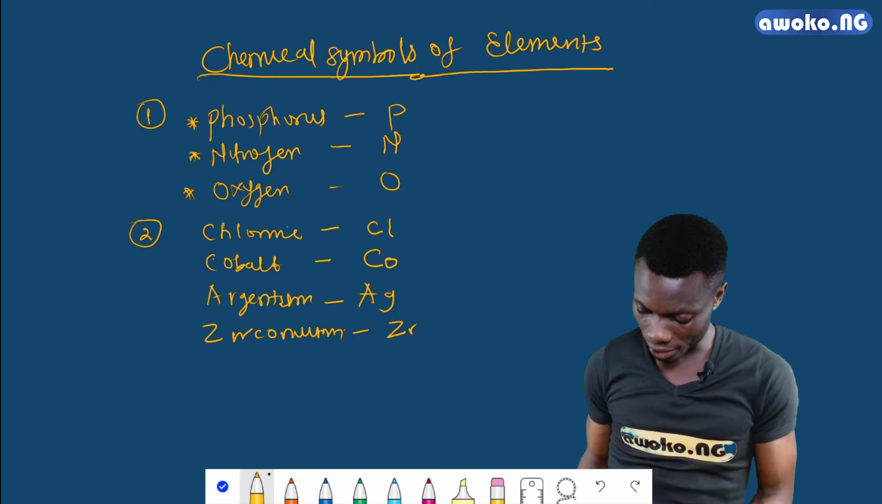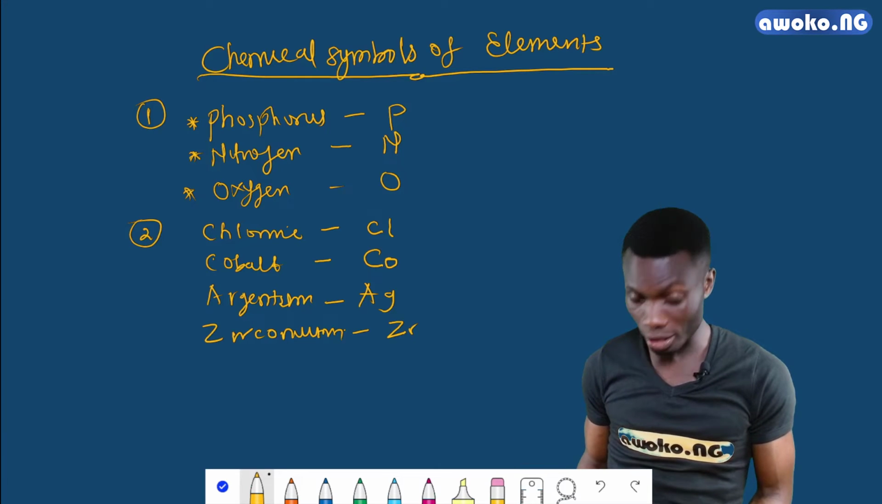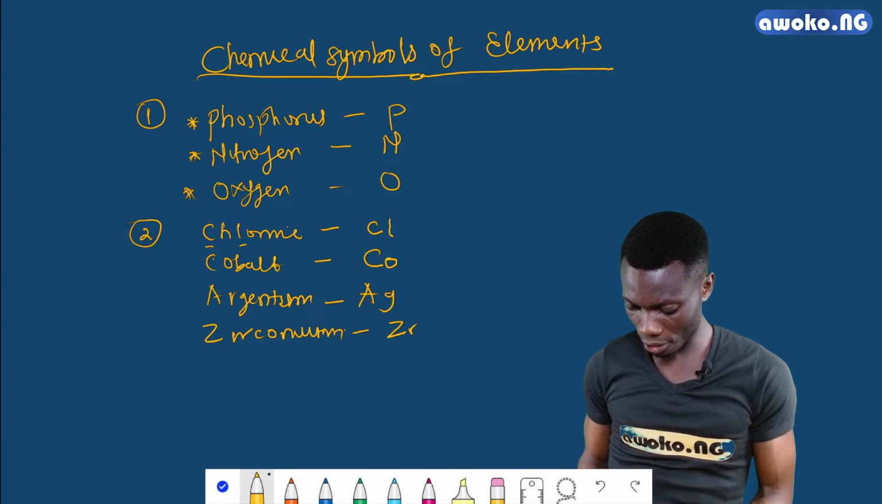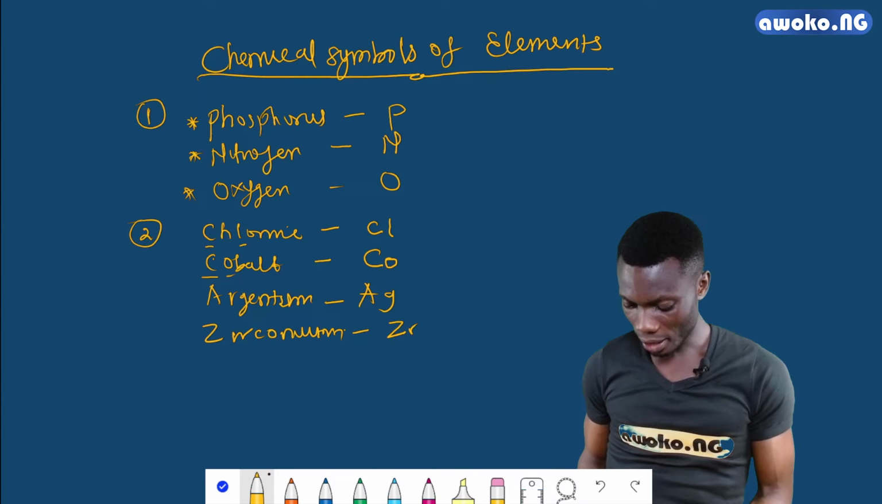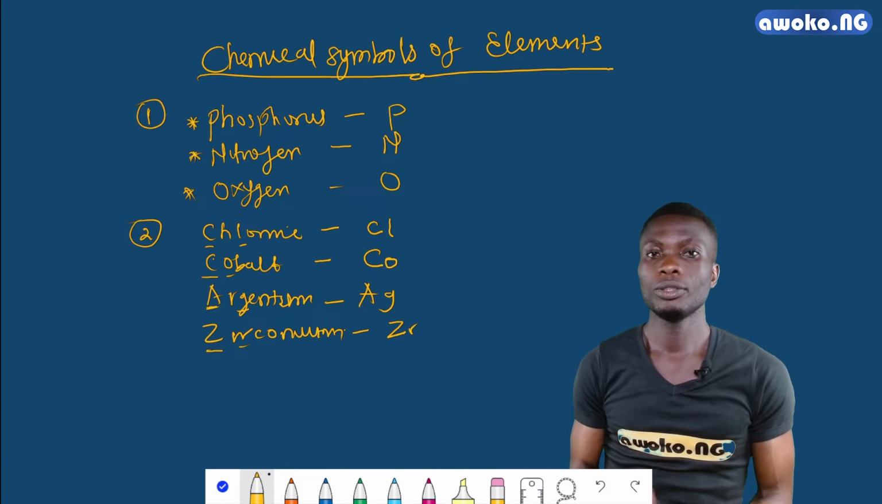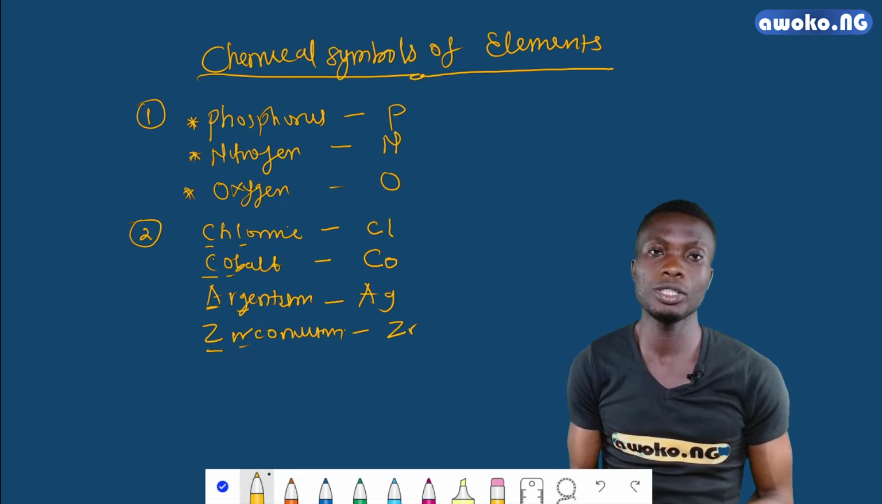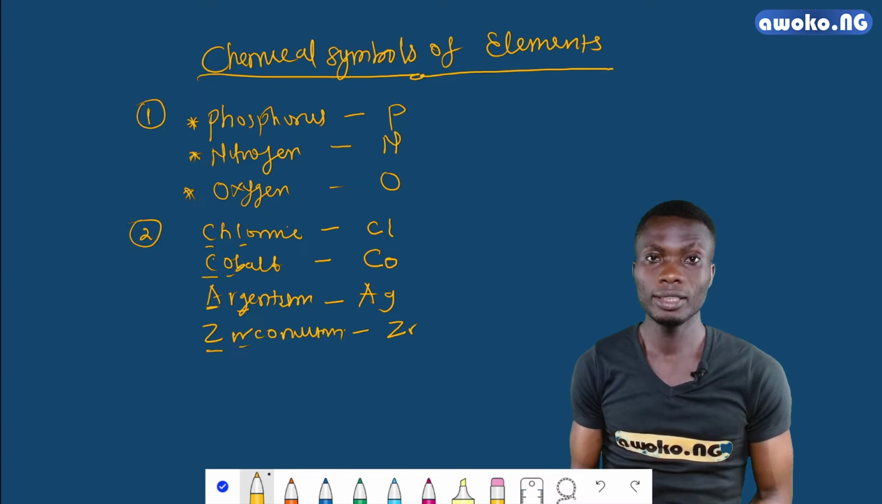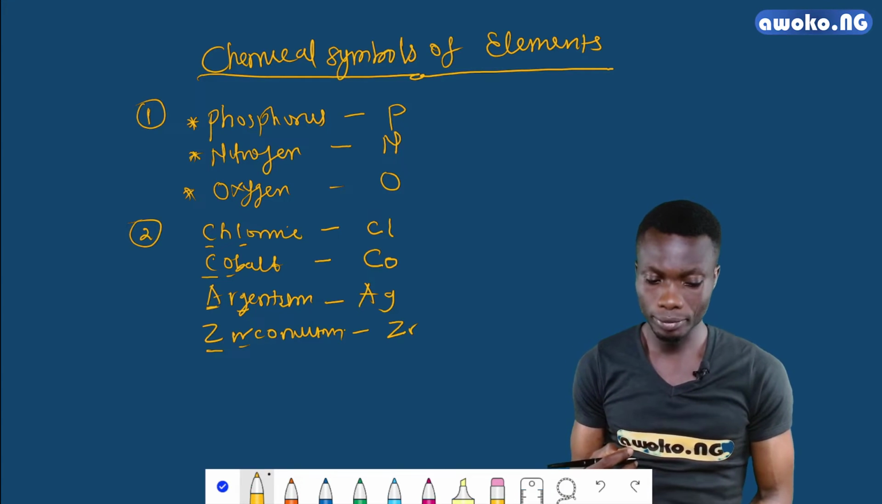So you can see that chlorine is a combination of C and L. Cobalt is a combination of C and O. Argentum is a combination of A and G. Zirconium is a combination of Z and R. So this is another method in which you represent these elements.